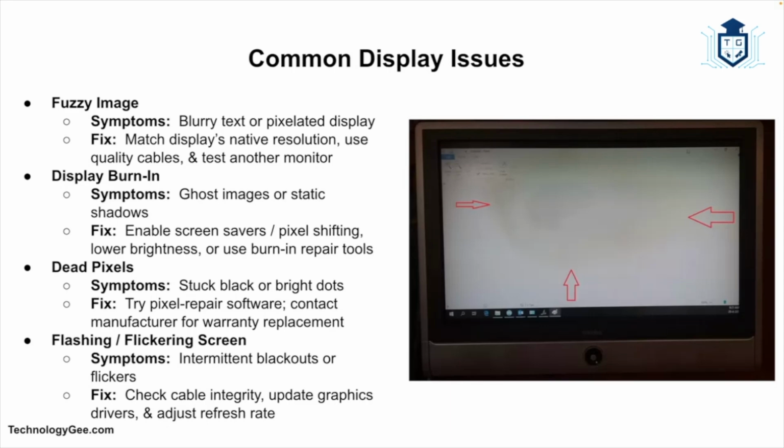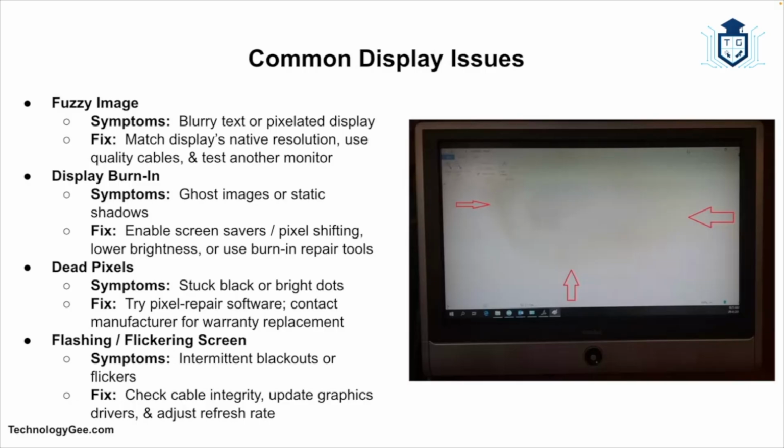Another issue is that of dead pixels. Dead pixels refers to individual pixels on a display that fail to light up or display the wrong color. The symptoms are there are bright or black spots on the screen that do not change, or a noticeable grid of dead or stuck pixels in one area of the display.